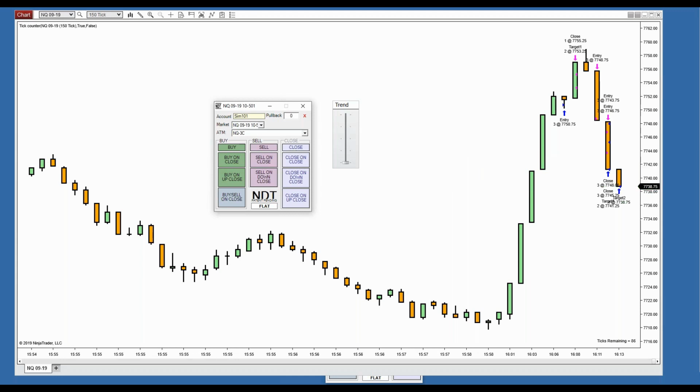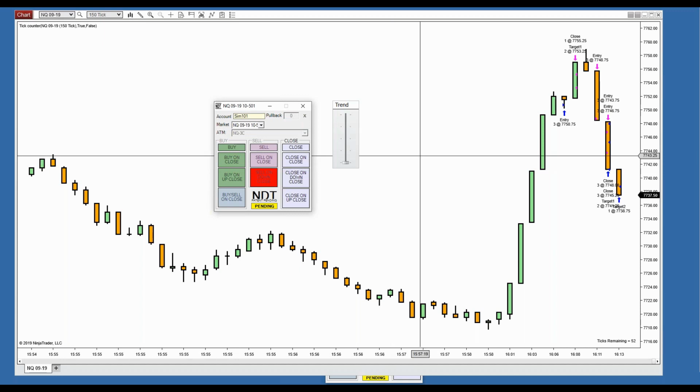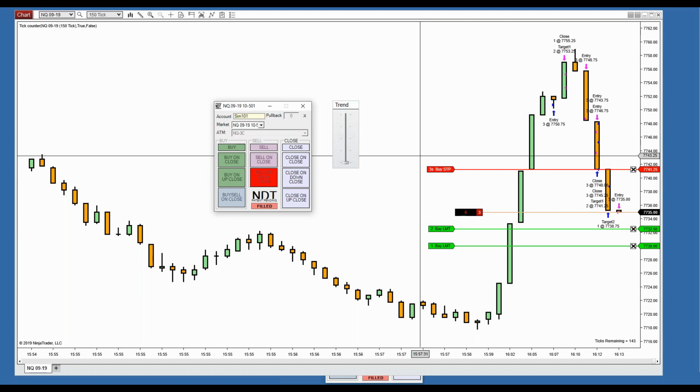Hold on one second. Okay, now we're going to sell a down close. The trade's going to be pending. And we're going to wait until the tick counter comes down to 0. And it's going to execute a trade right as the tick counter hits 0. There it is. Exactly at 0.